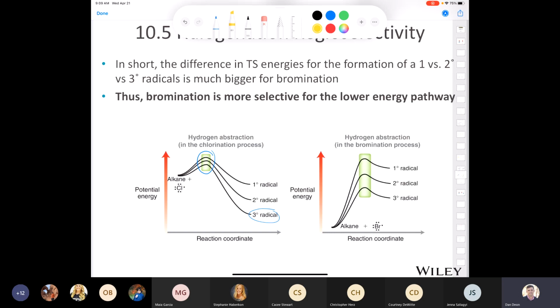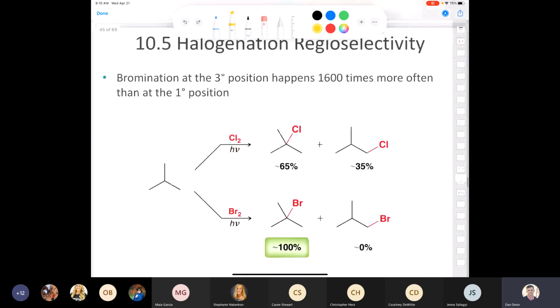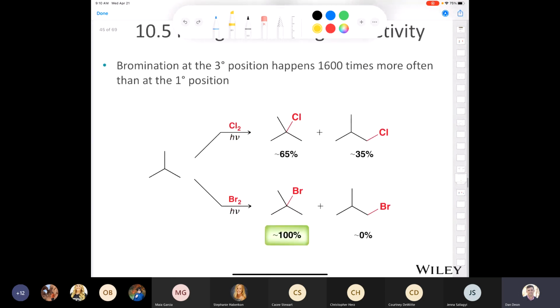Why? It's based on the Hammond postulate. Since the transition state much more closely resembles the radical, and we know that a tertiary radical is much more stable than a secondary than a primary, that tells us why bromination is going to be much more selective than chlorination. Okay, so we did a treatment where we just looked at the activation energies for the hydrogen abstraction, and that explains why bromination is going to be more selective, and therefore it's more useful.